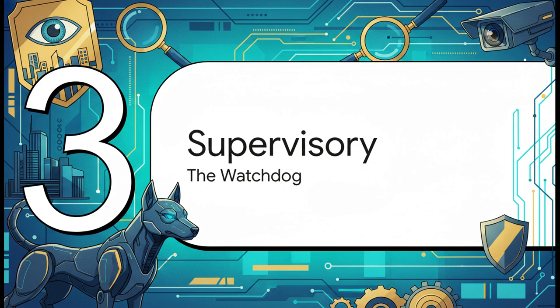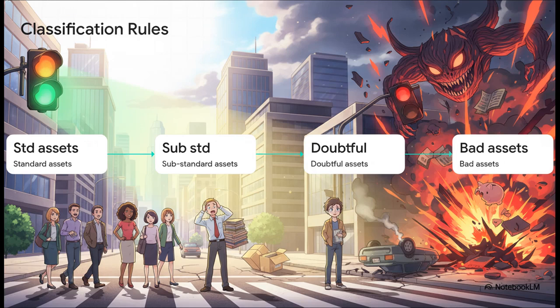And finally, we enter our third district, supervisory, the watchdog. This is where the RBI takes off the builder's hat, pins on a badge, and becomes the ultimate enforcer. To keep banks honest, they enforce strict classification rules for loans, which banks refer to as assets. It's basically a financial traffic light system.